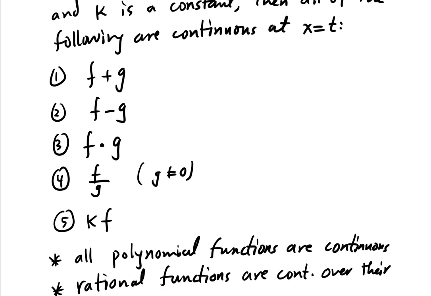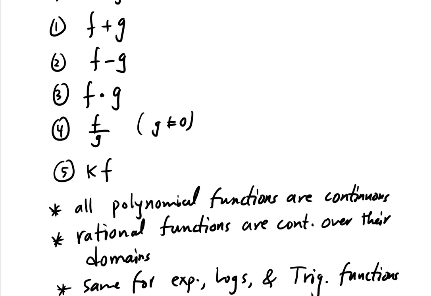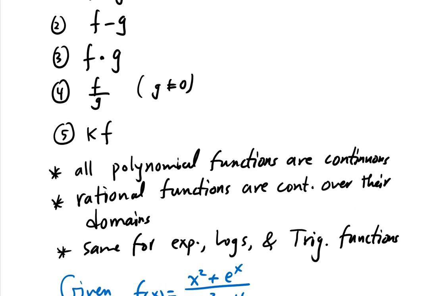We also have that all polynomial functions are continuous. Any polynomial function. Rational functions are continuous over their domains. The same applies for exponential, logs, and trig functions.